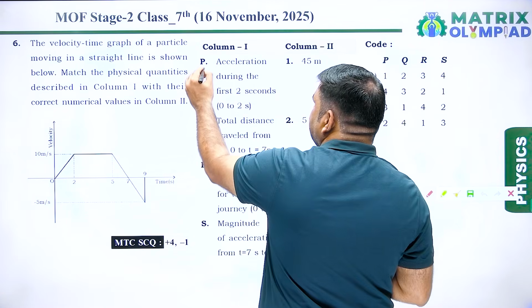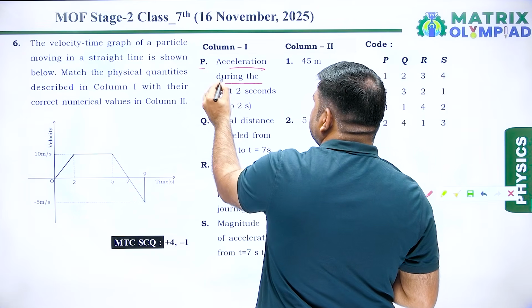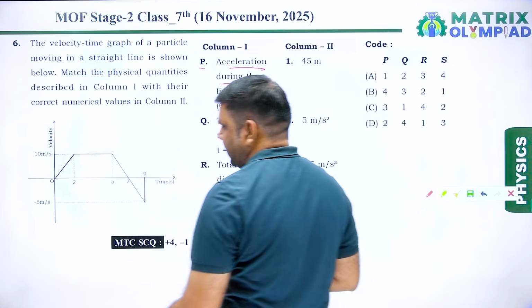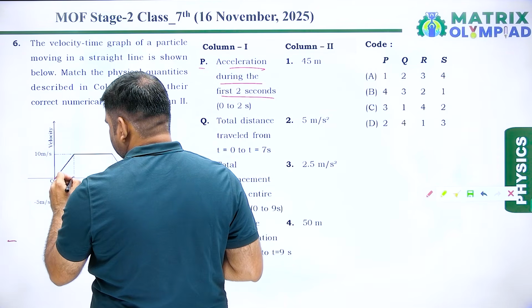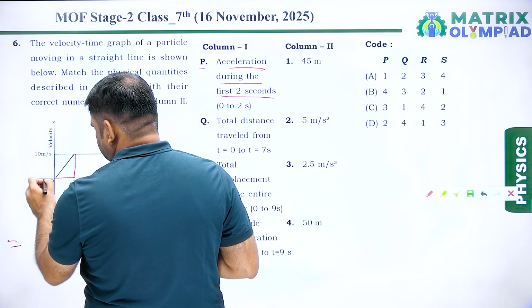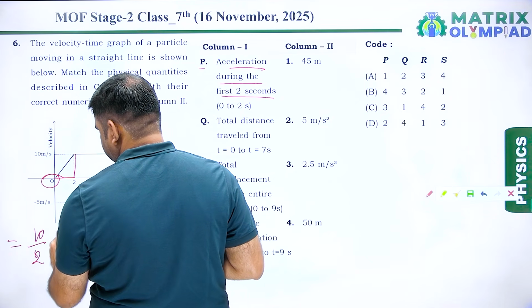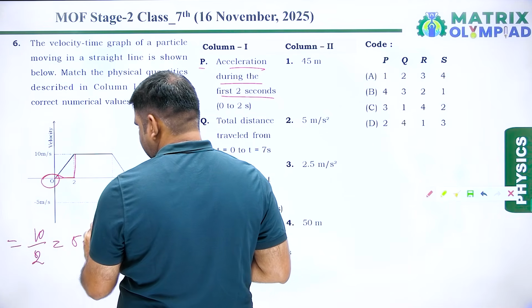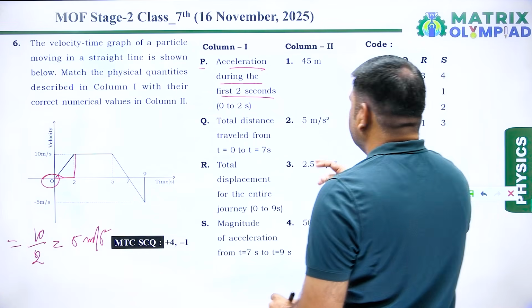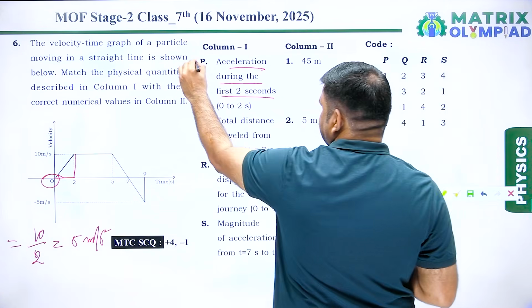So in P, acceleration during the first 2 seconds. Here the initial velocity is 0, so acceleration is 10 by 2, that is 5 meter per second square. So P matches with second.